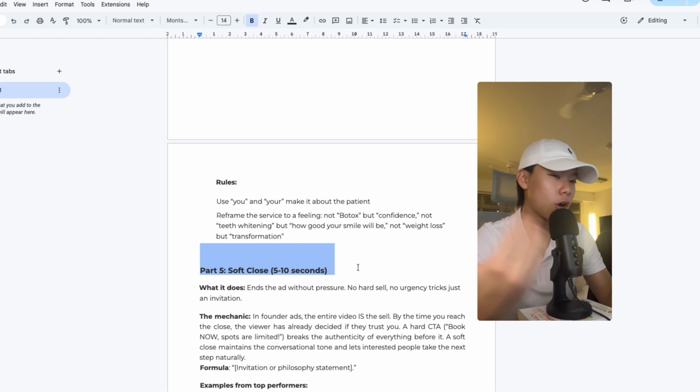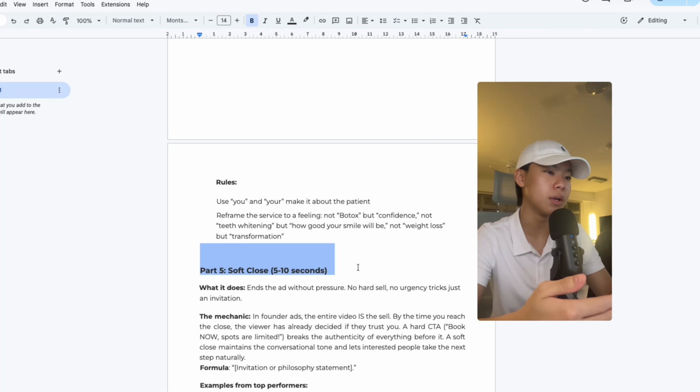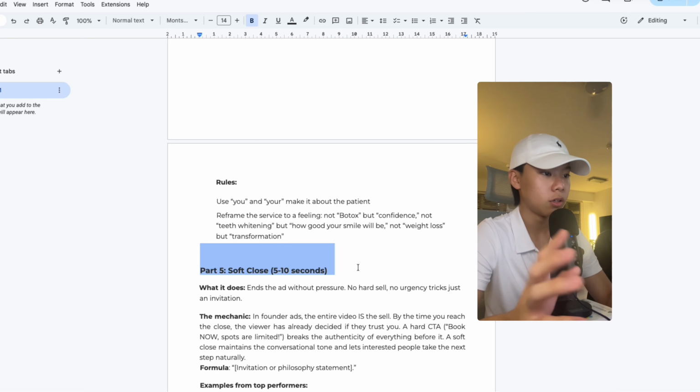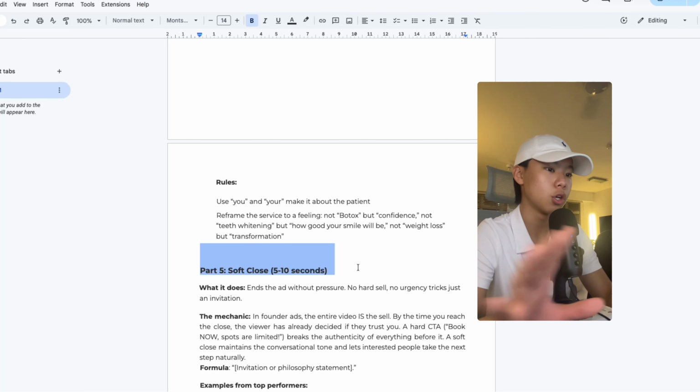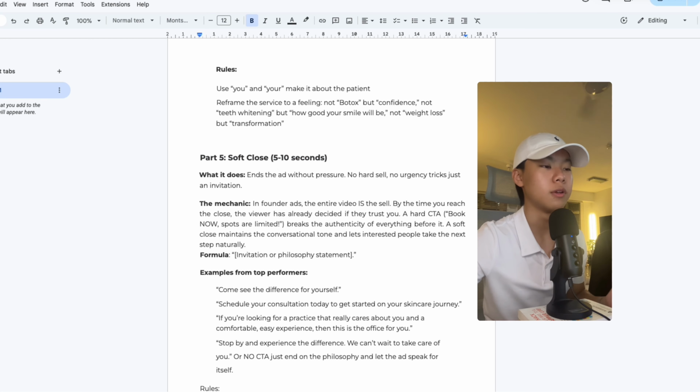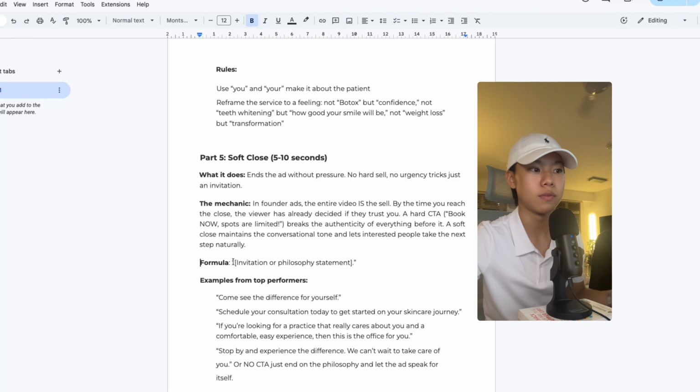So a hard call to action, like book now, the spots are limited, if you don't join, your teeth will fall off, that kind of stuff, it's not gonna work. That breaks the authenticity of everything that you have built before. Okay. A soft close maintains the conversational tone and lets the interested people take the next steps naturally. Okay. So the formula, that's not really a formula for this, it's just an invitation or a philosophy statement.